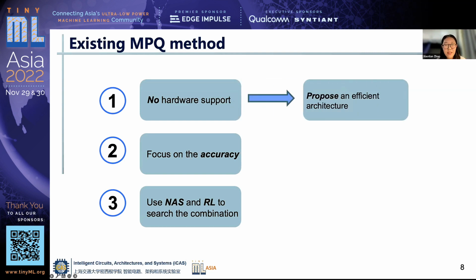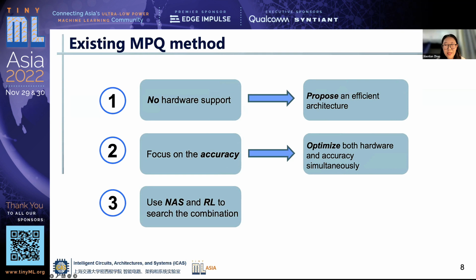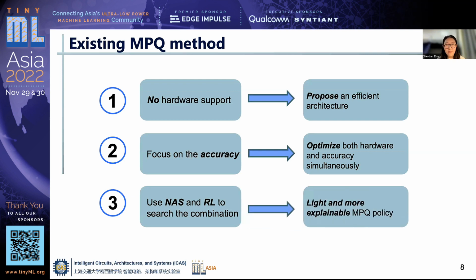Firstly, we propose an efficient architecture to support the quantization through a tightly integrated unit in the processor pipeline. And the actual hardware awareness of quantization is measured by running the real inference with this architecture. Secondly, the proposed search algorithm aims to optimize the hardware and accuracy simultaneously. The optimization target has been redefined. And thirdly, the MPQ policy is light and more explainable. This is achieved by narrowing down the search space through a thorough study of layer-wise sensitivity.